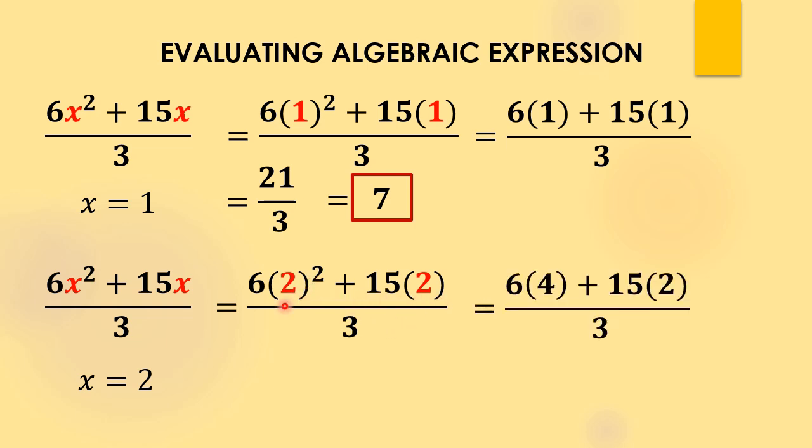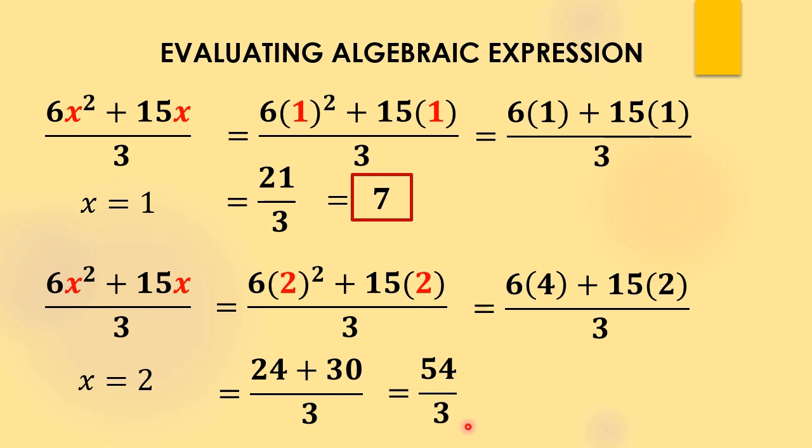Alright, so get the square of 2, that is 2 times 2, it will give us 4. And then multiply 4 by 6, that will give us 24. Multiply 2 by 15, it will give us 30. And then get the sum of 24 and 30, will give us 54.